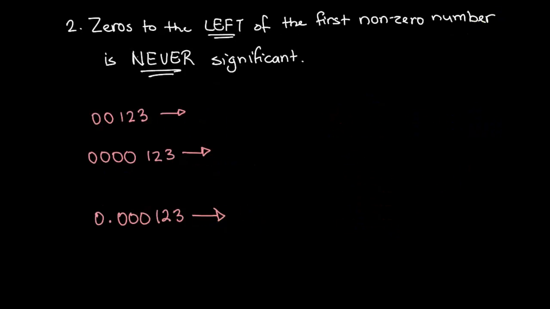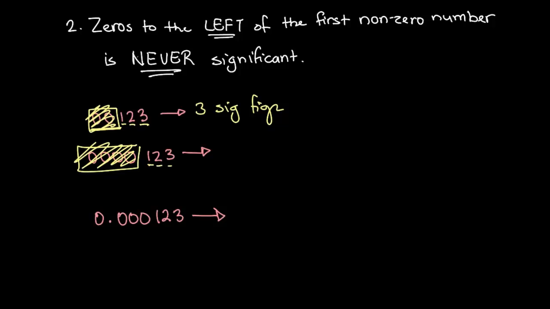Okay, we're going to see that for the second one, zeros to the left of the first non-zero number, so any number other than 0, are never significant. So for the first one, you have 0, 0, 1, 2, 3. Remember, these zeros, might as well erase them. They are not significant. However, these are 1, 2, and 3. So we have 3 sig figs. Over here, same thing. All of these zeros, erase them. We still have 3 sig figs.